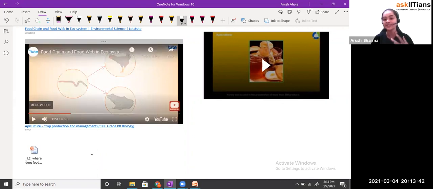See, students, it's not like one particular animal is food for only one other animal. Okay, it is possible that one animal can be food for two other types of animals. So that's how we can also have one food chain. So you can see here.